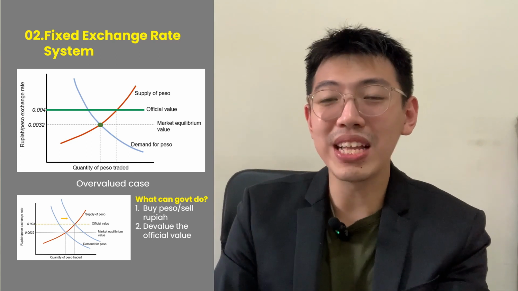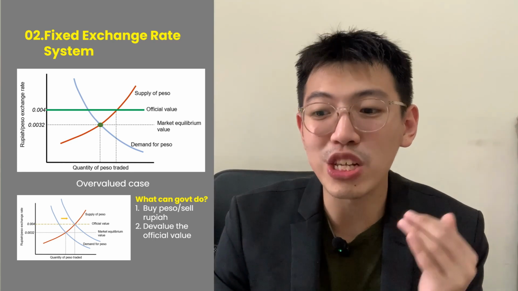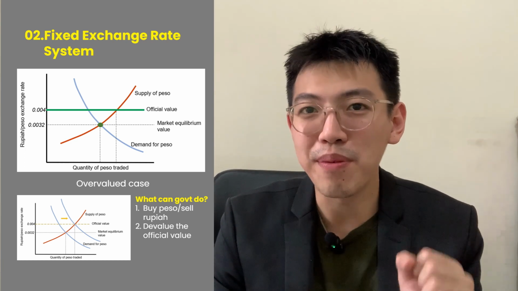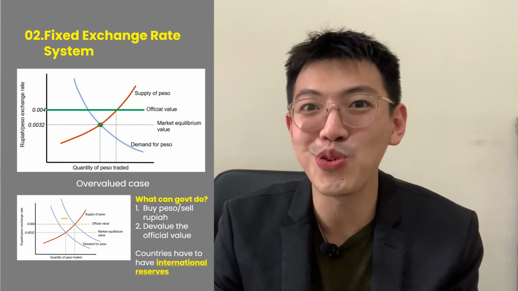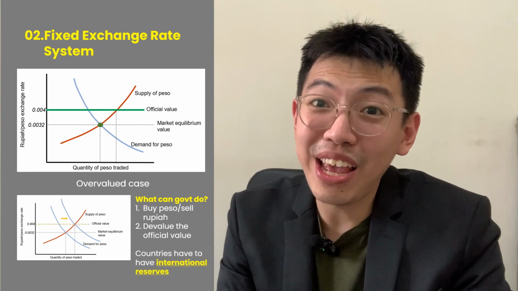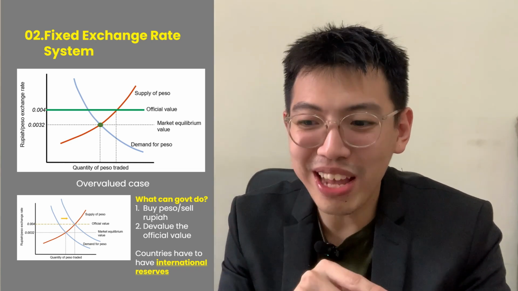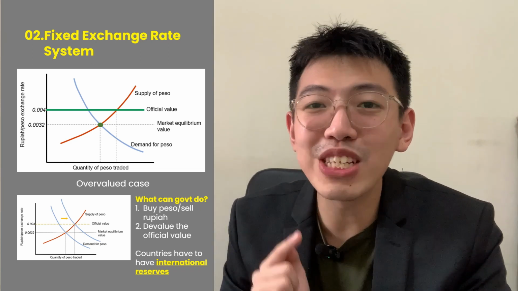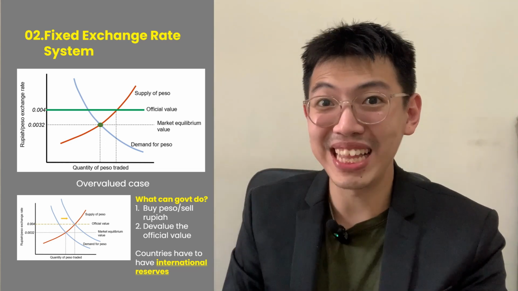Or the second one that the government can do is the government can devalue its official value. 1 peso equals to 0.0032 rupiah. How if it is undervalued? It is the other way around. The government needs to purchase other countries' currency. Do you get the idea?